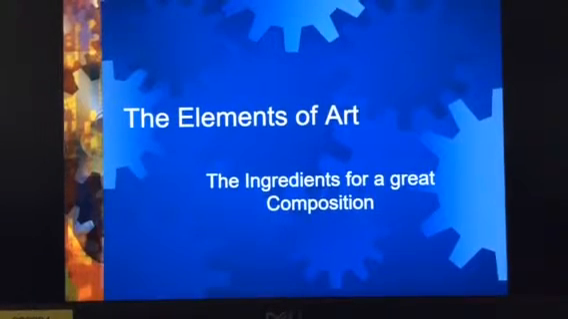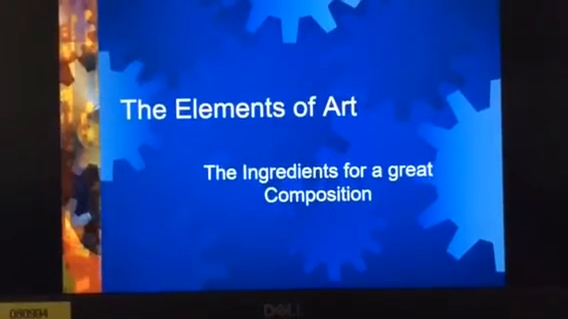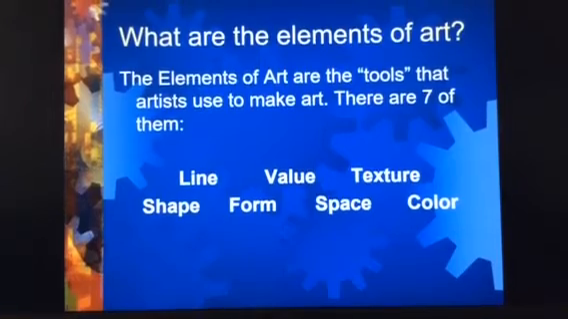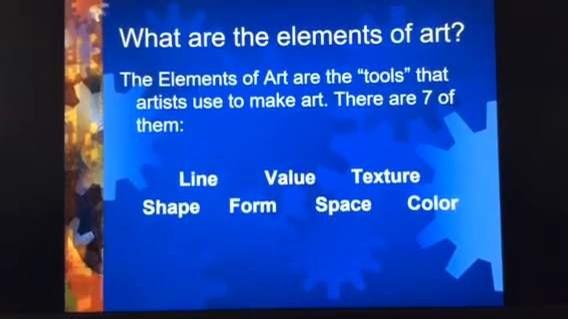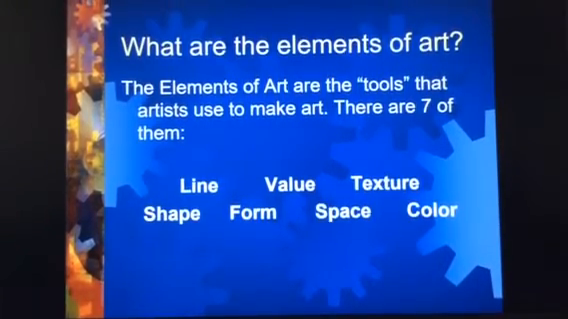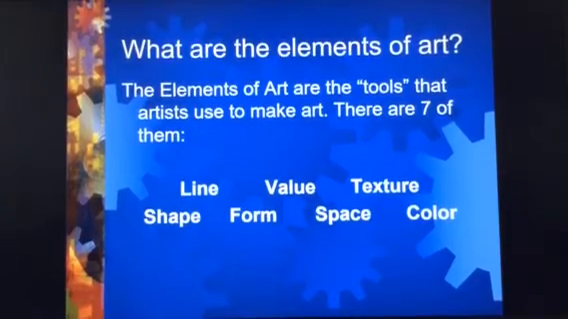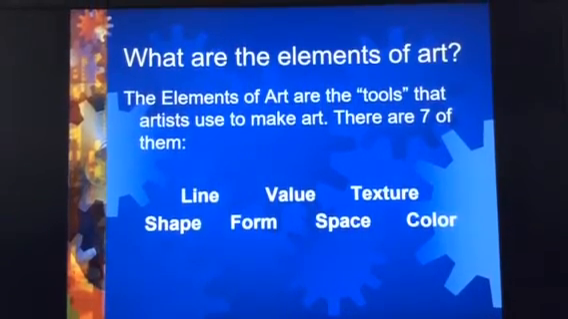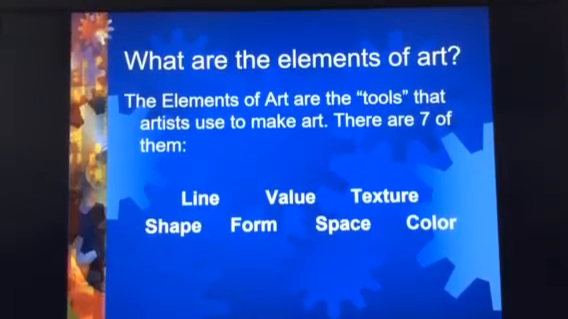All right, guys, today we're going to go over the elements of art, the ingredients for a great composition. What are the elements of art? The elements of art are the tools that artists use to make art. There are 7 of them: line, value, texture, shape, form, space, and color.